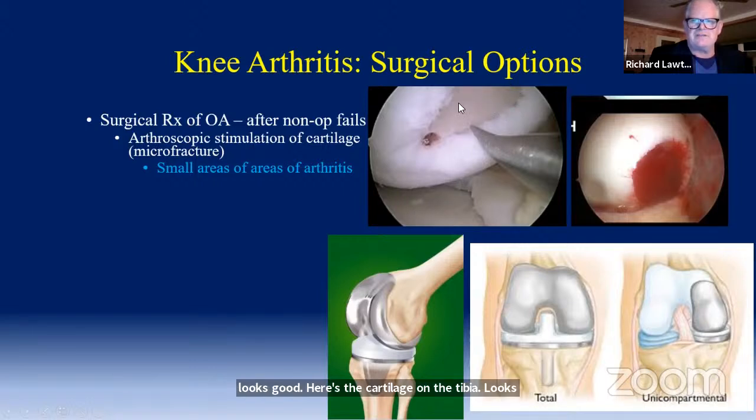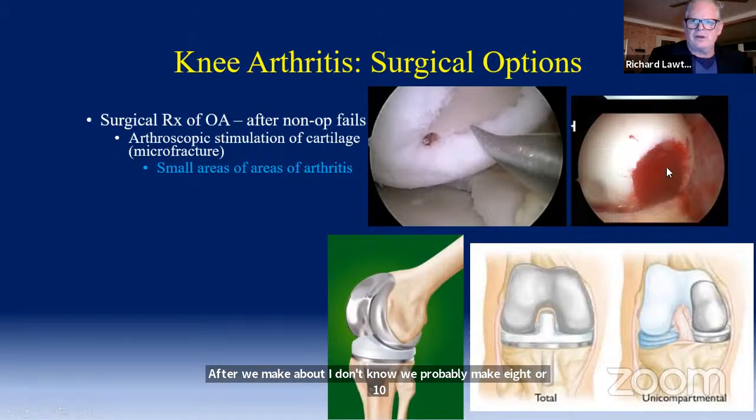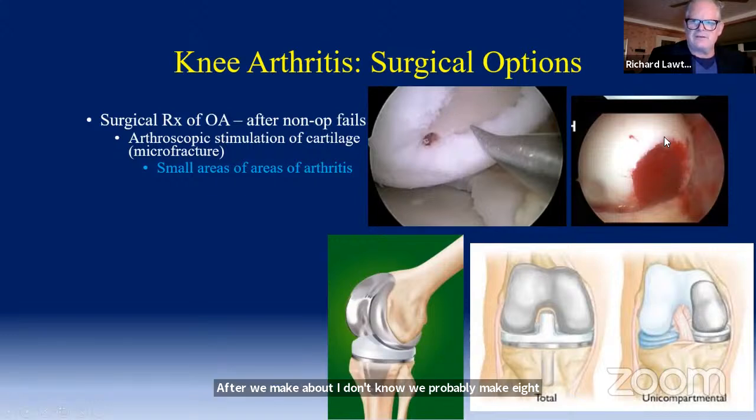It's got this big defect in it, and we use this pick to make holes in the bone. After we make, I don't know, probably 8 or 10 holes in this bone here, it fills with a blood clot. This is that same femur about 4 minutes after all these holes are made. And that blood clot over time can turn into new cartilage.